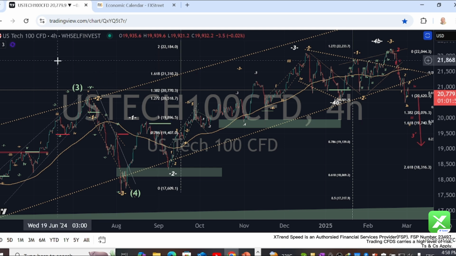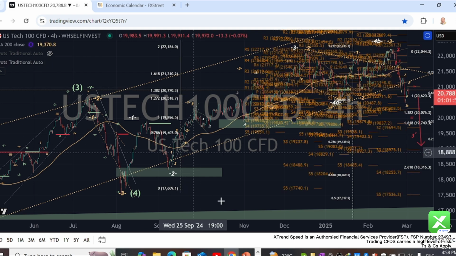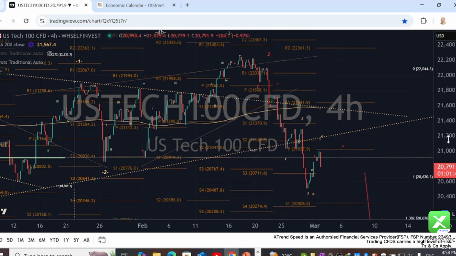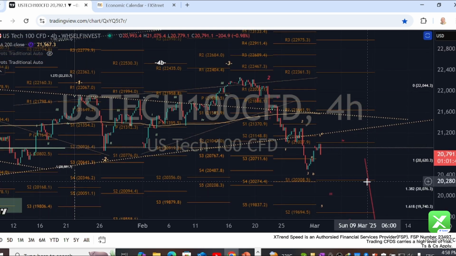19,854 is the level 1. 20,300 is support 1 today, this week, I'm sorry. In between, 19,900, 50% is the most probable, and 19,700 is support 2.